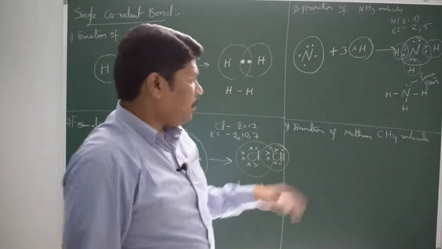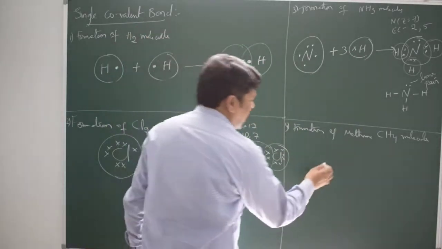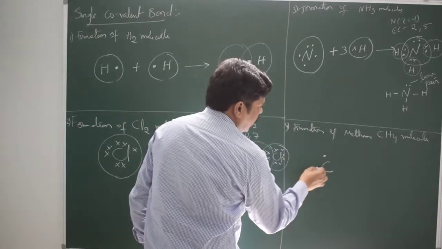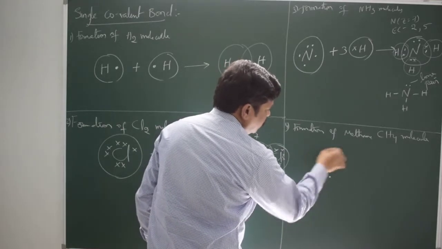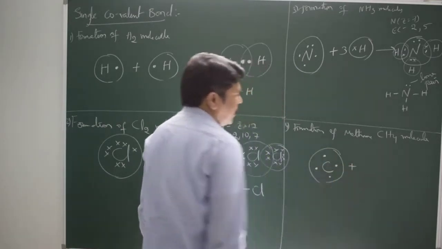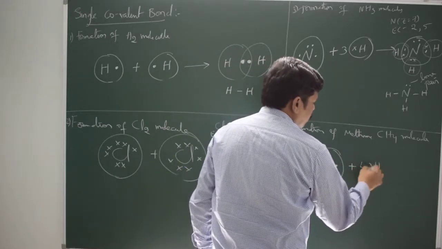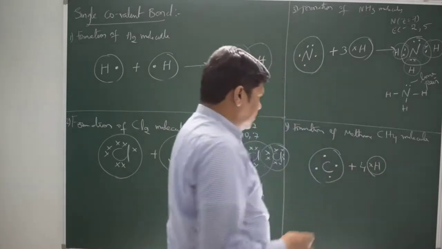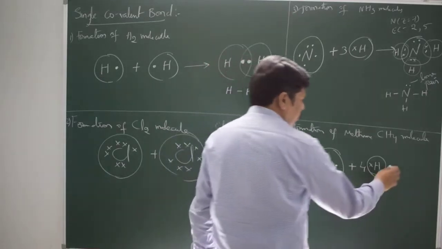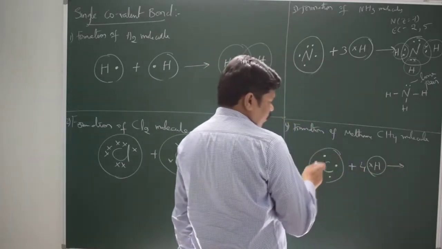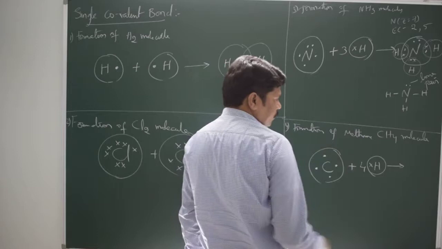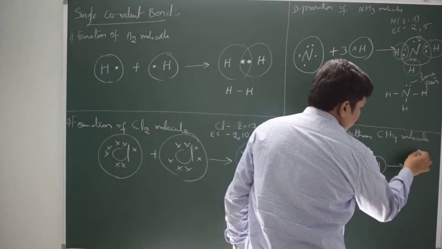Okay, formation of the methane molecule. Carbon has 4 valence electrons. So I'm going to write 4 dots like this, the Lewis symbol for carbon, and 4 hydrogen atoms. For hydrogen I'm going to put a cross to represent the valence electron. So you are going to share 4 hydrogen atoms with the 4 valencies of carbon. So 4 electrons.